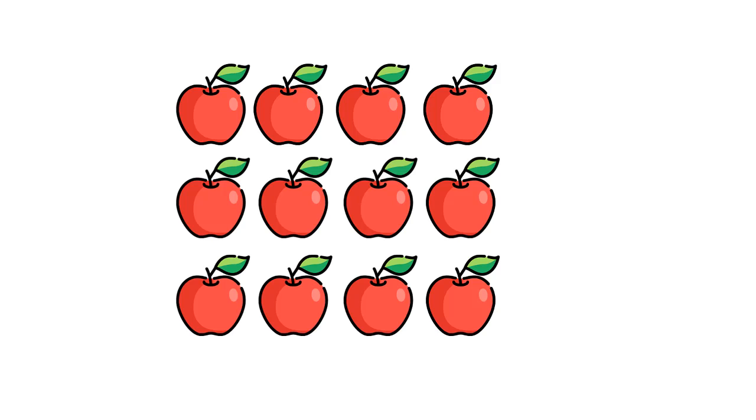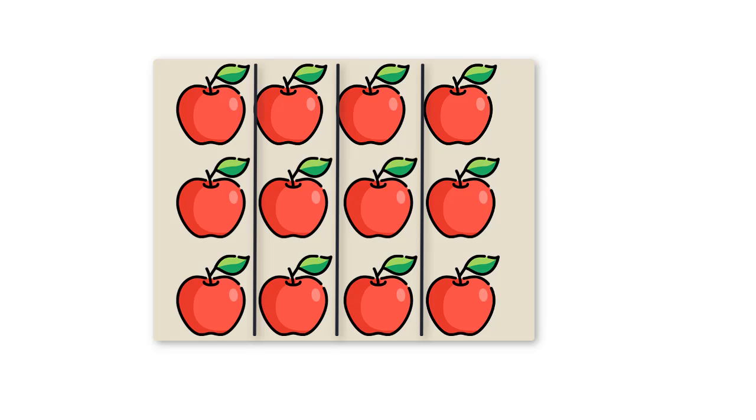A quarter of a group. We can also have a quarter of a group. If given several items, just find out whether they can be grouped into 4 equal groups. Let us look at these 12 apples. We can group them into 4 groups. Each group has 3 apples. A quarter of 12 apples is 3.